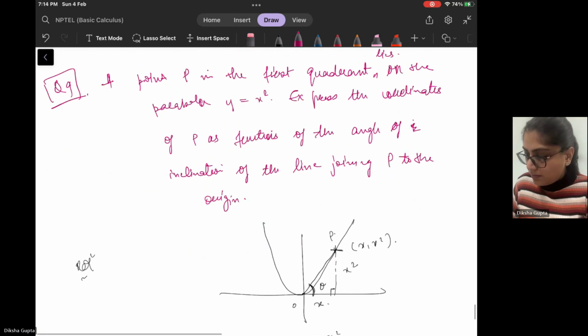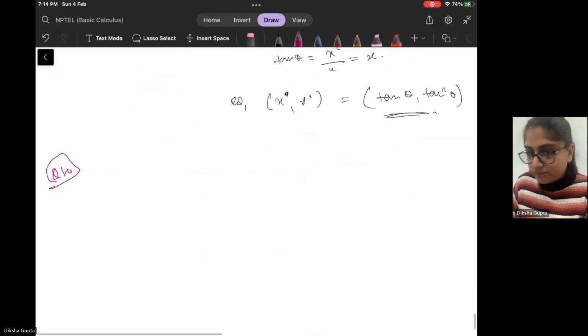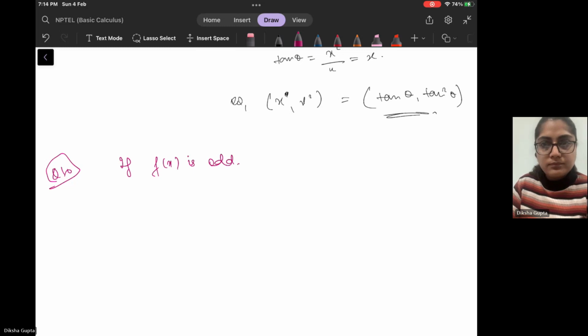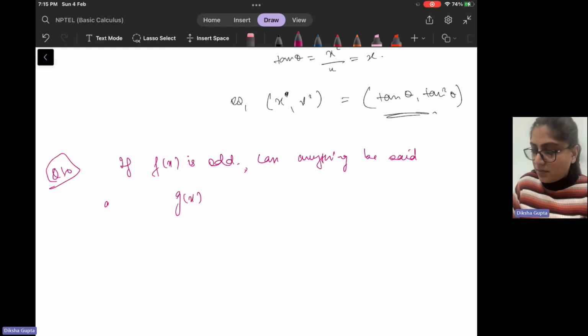The question is question number 10. If f(x) is odd, can anything be said about the function g(x) equals f(x) minus 2? What if f is even instead? Can anything be said about the same function? Give reasons.